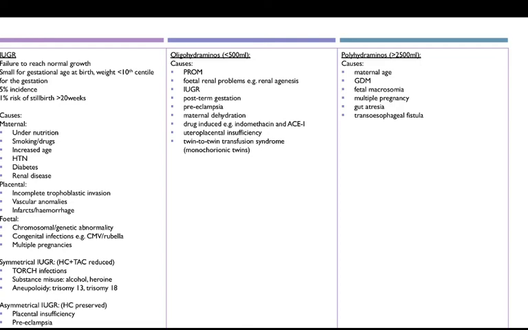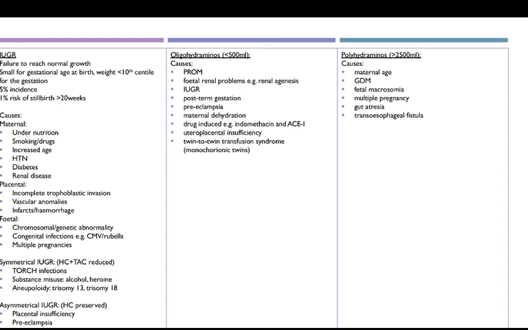So some of the maternal causes might be undernutrition, smoking or the use of drugs, increased age, hypertension, diabetes, and renal disease. So these are maternal causes. Placental causes include infarcts or hemorrhages, vascular anomalies, and incomplete trophoblastic invasion. And then you have fetal causes.